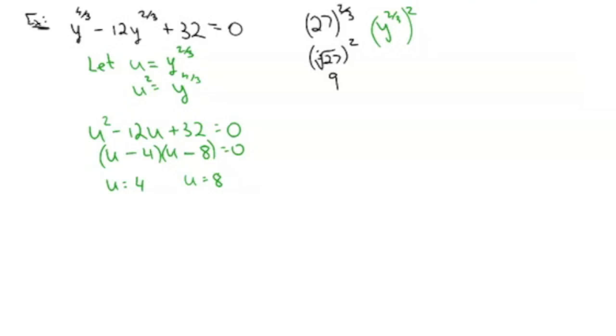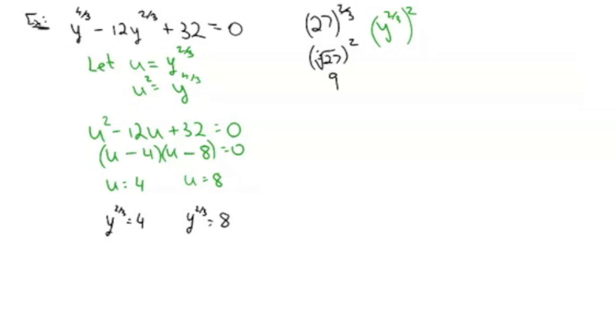But the problem is, I'm not trying to solve for u, I'm trying to solve for y. So I need to unsubstitute. So what was u equal to to begin with? Y to the 2/3. So this becomes y to the 2/3 power is equal to 4. And over here you get y to the 2/3 power is equal to 8. And then the fun begins.